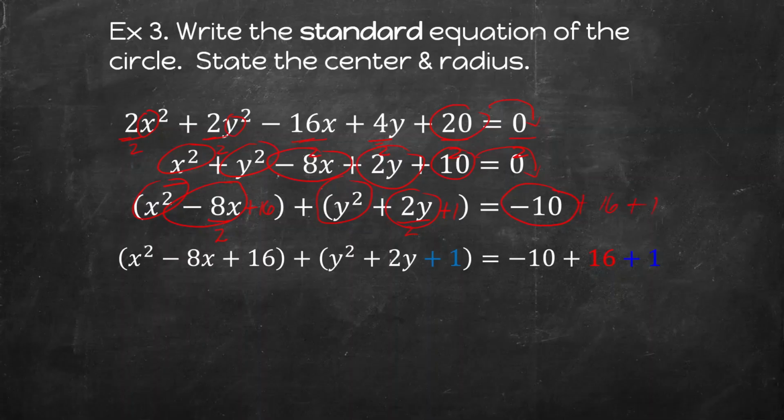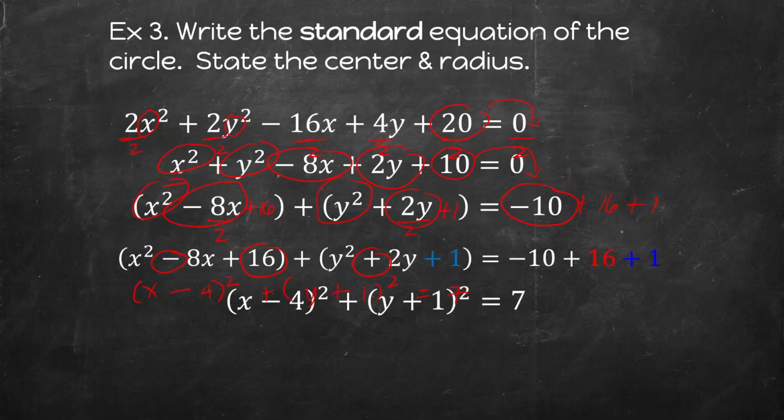That's it. And then, factor out natin. Yung square root ni x squared ay x. Indicate the minus sign. Square root of 16 is 4 squared plus square root ni y squared ay y. Indicate the plus sign. Square root of 1 is 1 squared is equal to negative 10 plus 16 is 6 plus 1 is 7. That's it.